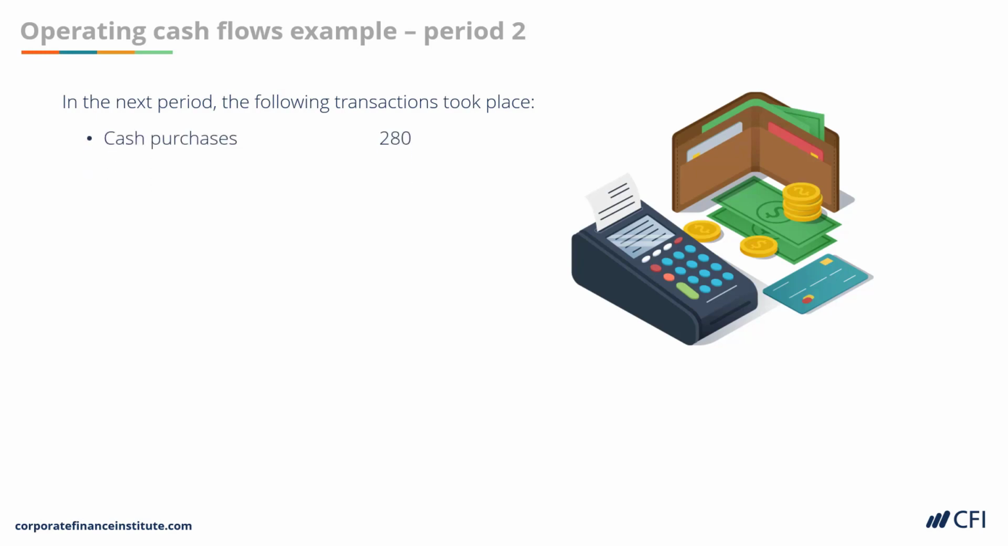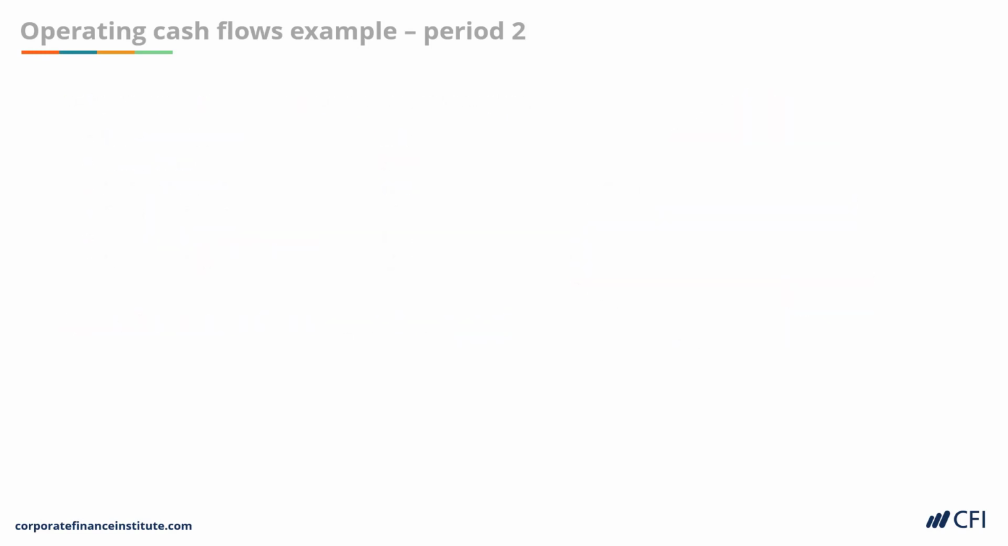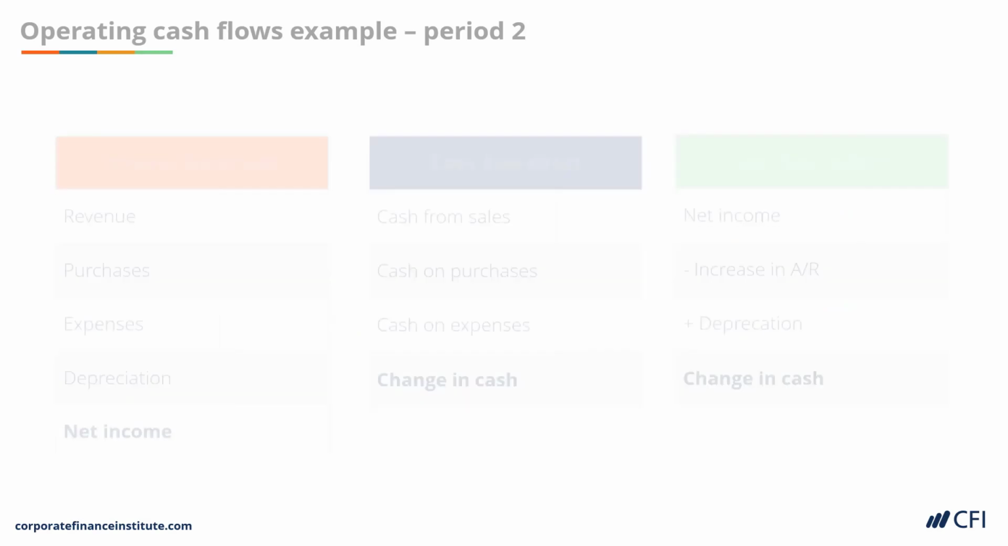Cash purchases of $280, cash sales of $300, sales on credit of $170, cash expenses of $50, receipts from receivables of $140, depreciation of $55, and again, there is no inventory left at the end of the period. Now let's calculate the cash flow statement. Let's work through each transaction individually.